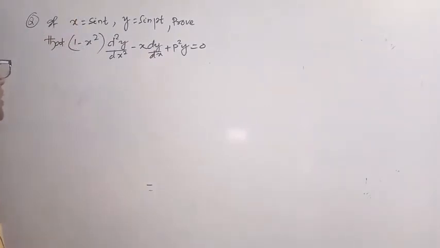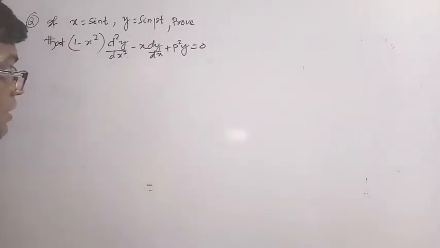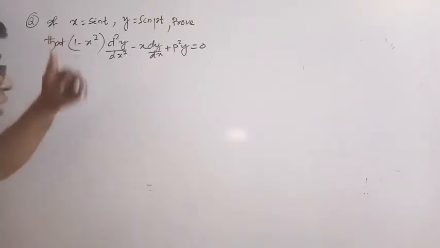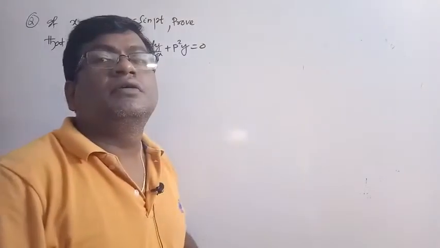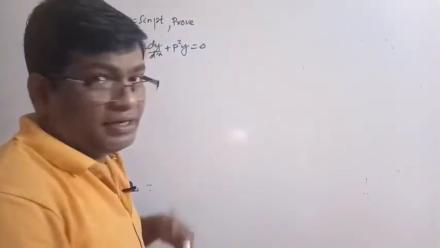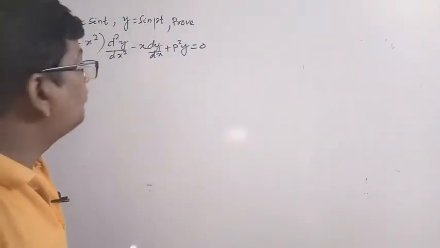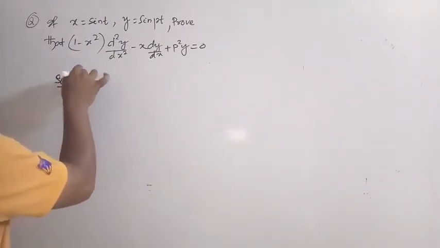If x is equal to sin t, y equal to sin pt, prove that 1 minus x square into d square y by dx square minus x into dy by dx plus p square y is equal to 0. This is in the form of parameter function, but it is difficult to find dx by dt, then dy by dt. So we have to solve in another method, that is the alternate method. Express in single function. Okay, so solution is, it is the easiest method.